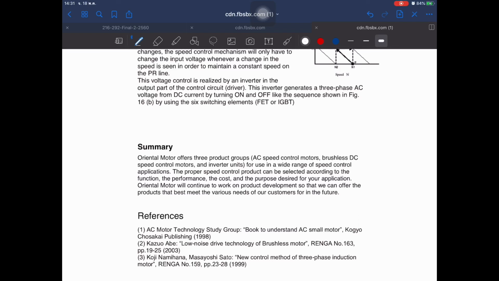For your application, Oriental Motor will continue to work on product development so that we can offer the product that best meets the various needs of our customers in the future.